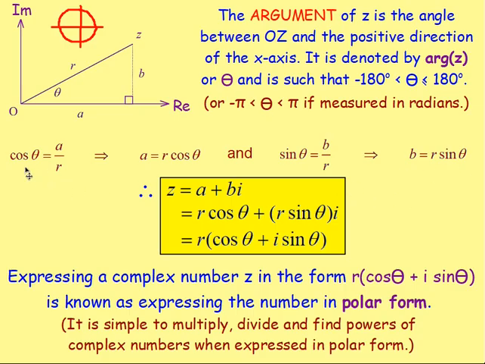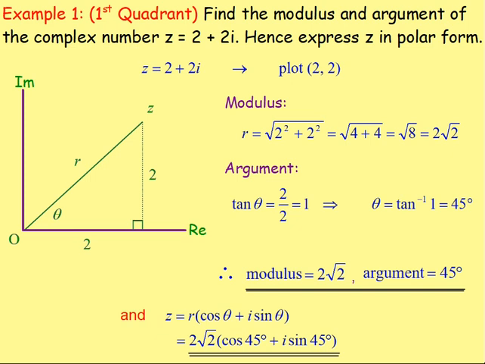What we can do is use some trigonometry to write our z equals x plus yi, or a plus bi, in the form r, which is the modulus, bracket cos theta, where theta is the argument, plus i sine theta. And that form there, r bracket cos theta plus i sine theta, is known as expressing a complex number in polar form. Why do we do it? Well, the whole point is it makes multiplying, dividing, and finding powers of complex numbers so much easier.